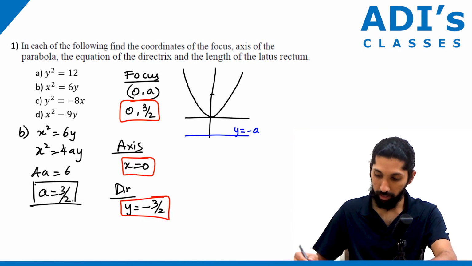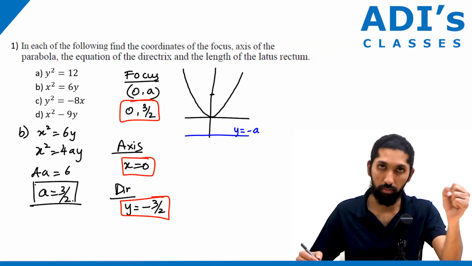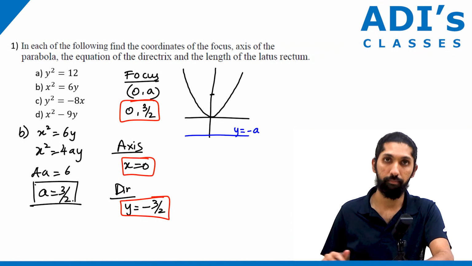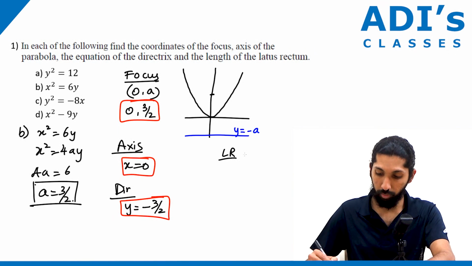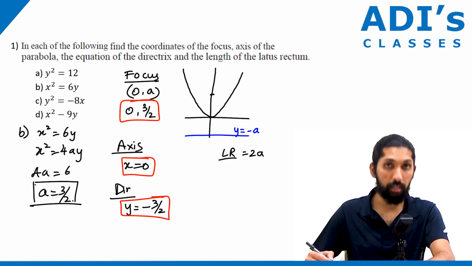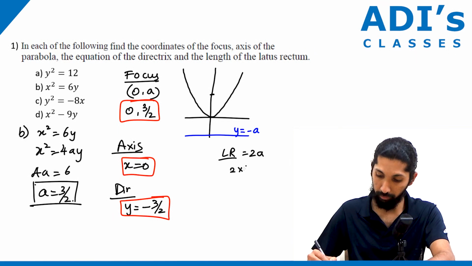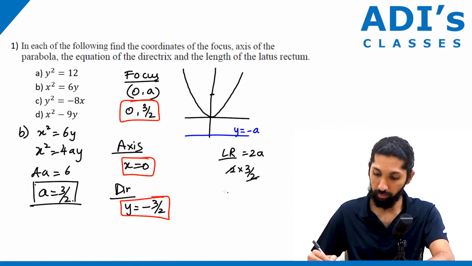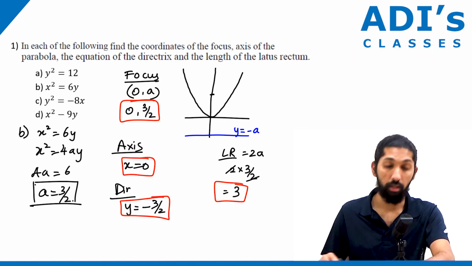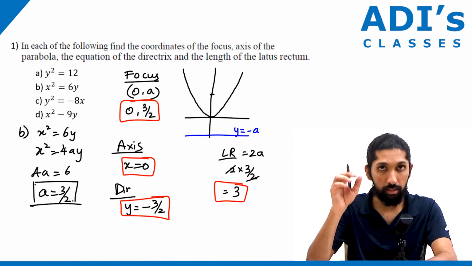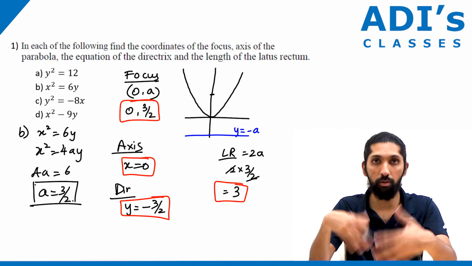Or you can also write 2y plus 3 is equal to 0. I mean, they're pretty much one and the same. Okay. Last one, lattice rectum 2a. A is 3 by 2. So 2 into 3 by 2, which is going to give us 3. So the lattice rectum for this one is going to be 3. Clear? This is the answer for the second question. With the help of the equation, you are going to get this.